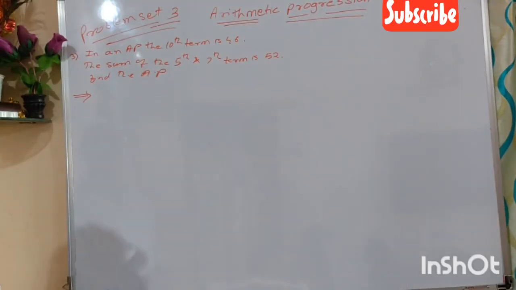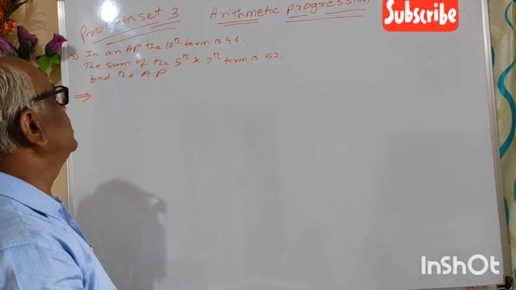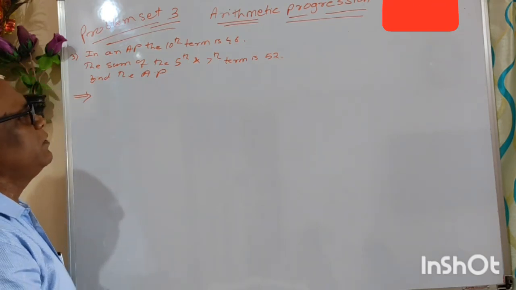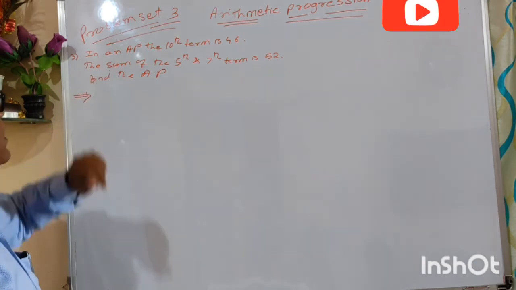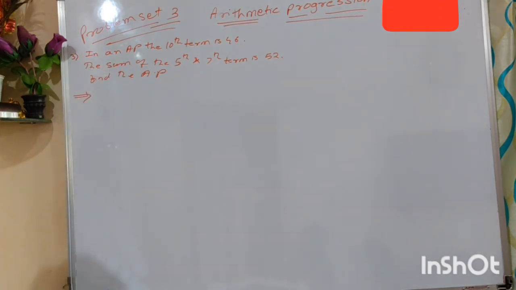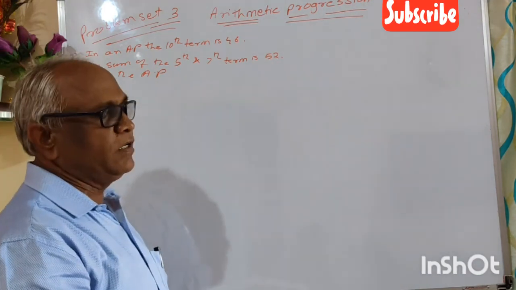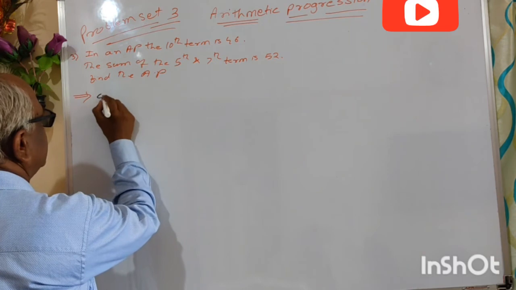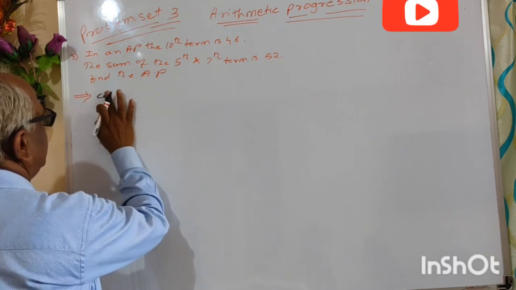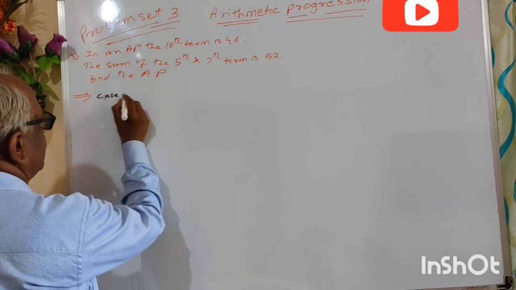Now third example. In an arithmetic progression, the 10th term is 46. This is the first condition. The second condition is that the sum of the 5th and the 7th term is 52. Then find the arithmetic progression. Now here are the given conditions, or you can write it as cases.